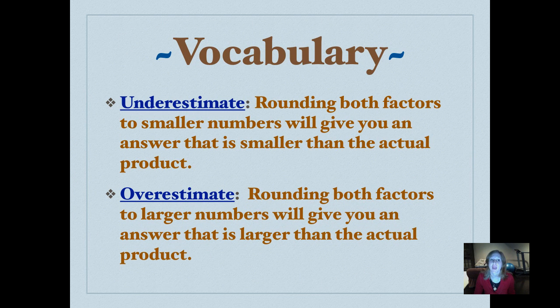Here is our vocabulary. We're looking at the word underestimate, which is when you are rounding both factors to smaller numbers. That's going to give you an answer that's smaller than the actual product. And an overestimate, which is rounding both factors to larger numbers, which gives you an answer that's larger than the actual product. Go ahead and pause to write those down, and then maybe write down some key terms that will help you to remember which is which.